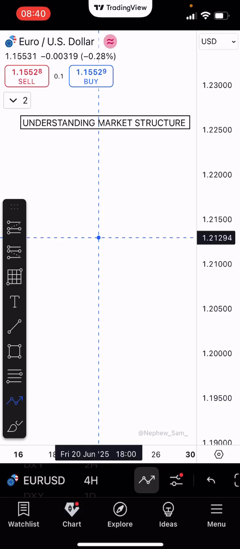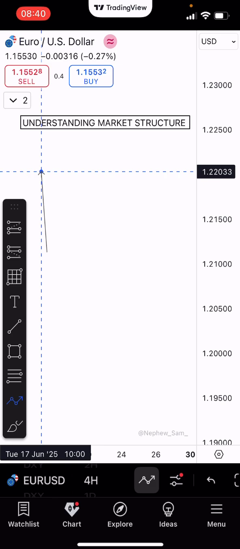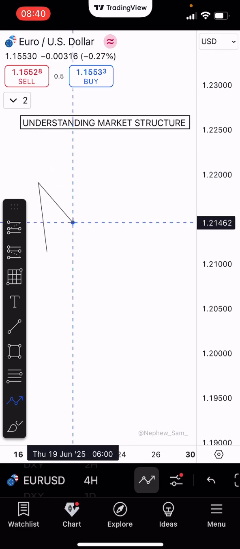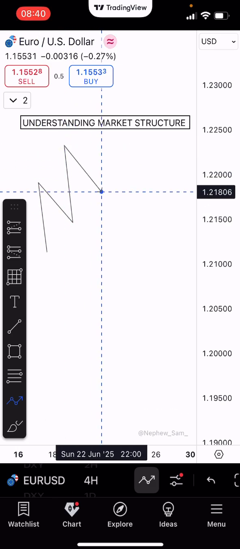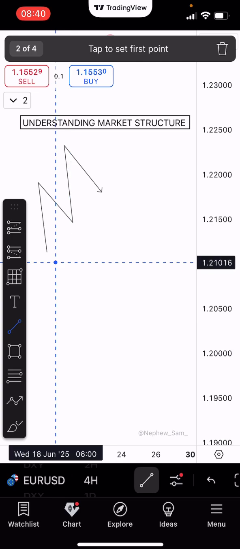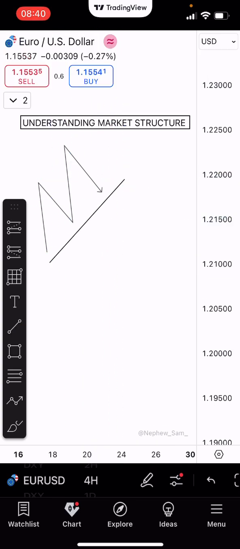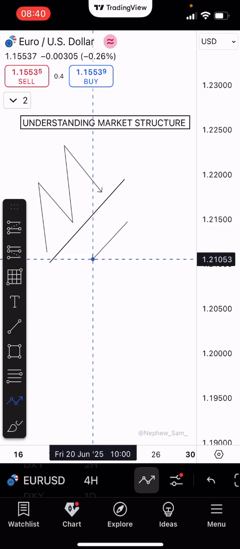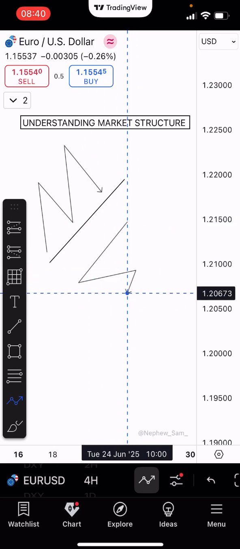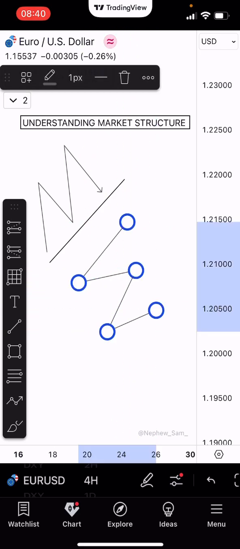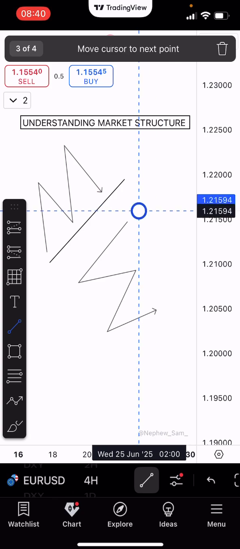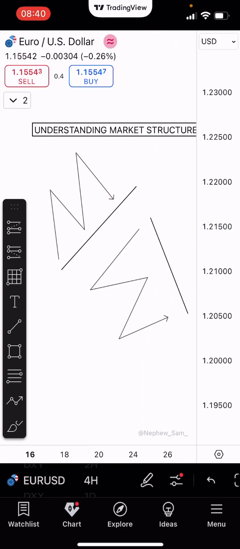What's the pattern? Now for an uptrend, it follows this pattern. It goes up, pulls back, goes up, pulls back. So this is for an uptrend. And this is for a downtrend.